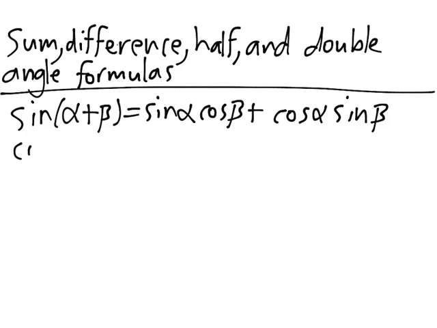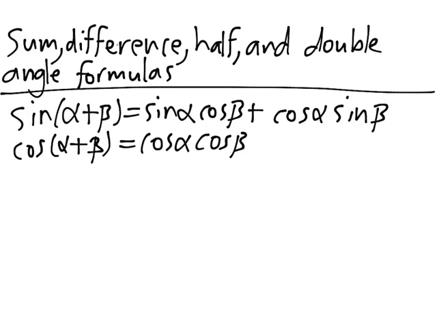And then for cosine, we have cosine of alpha plus beta is equal to cosine alpha cosine beta minus sine alpha times sine beta. To find the difference formulas, we can simply plug in minus beta for beta.